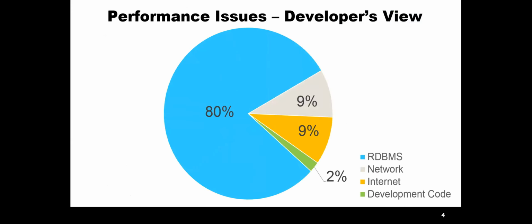When you have performance issues, this is what developers think the problem is probably due to. 80% of the problems are because of the RDBMS, the database itself. Network maybe 9%, internet maybe 9%. And development code, of course, has no flaw in it, so there's no problem with the performance. So we want to focus on the database part. We blame the DBAs, right? As a developer, that's what I do.